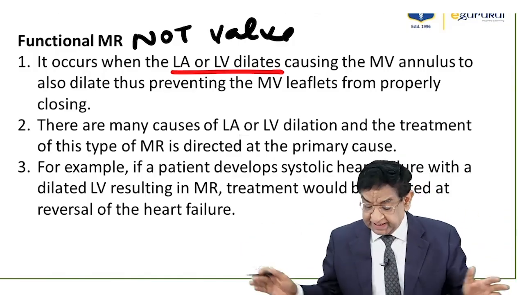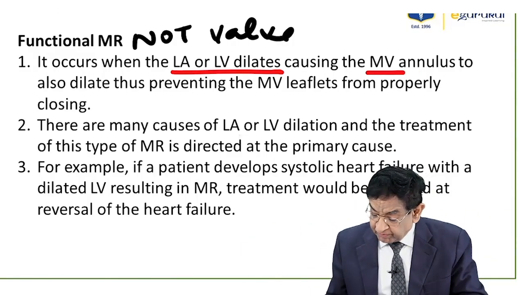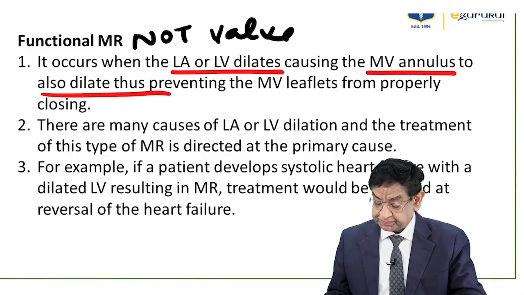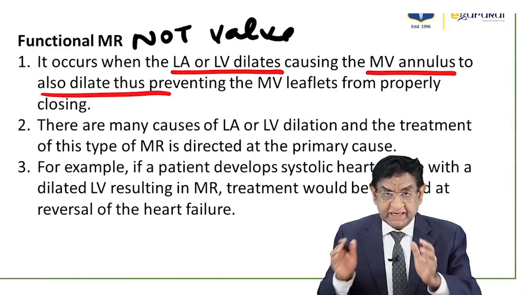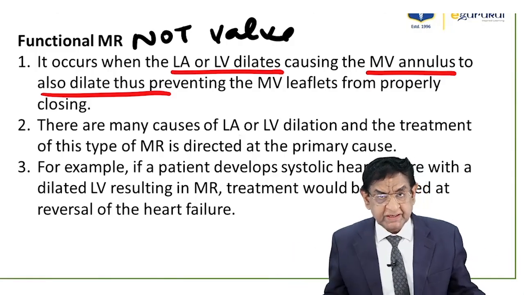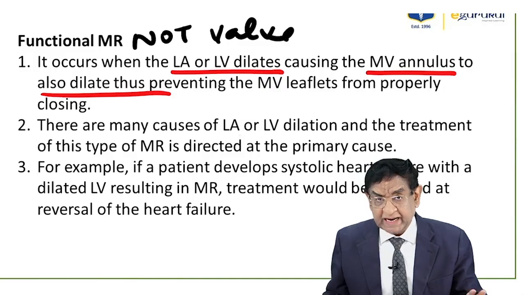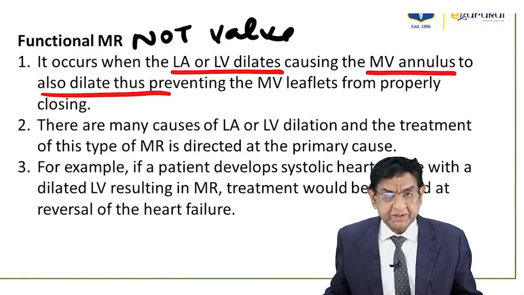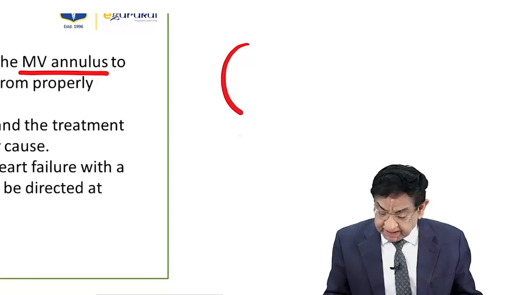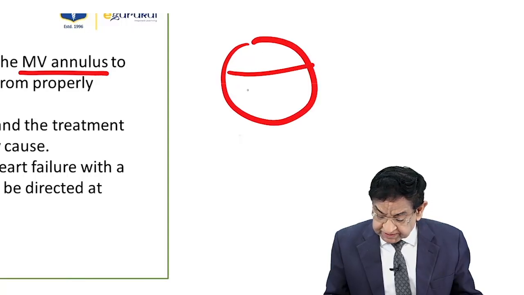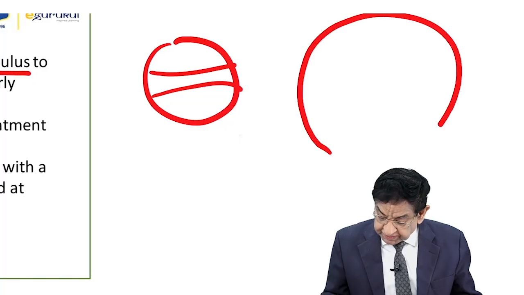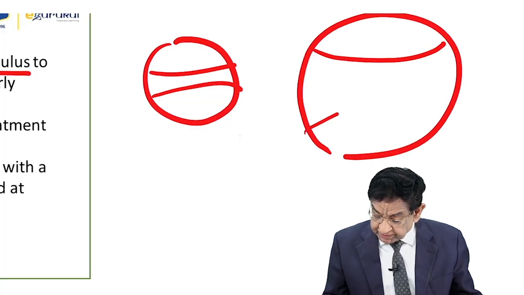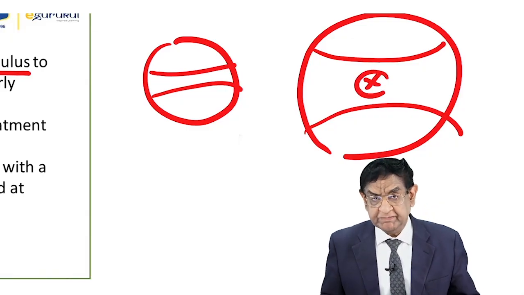When they dilate, this causes the mitral valve annulus to dilate also. So definitely they cause stretching of the annulus. Remember, it's a normal annulus. It gets stretched up. So let's say this is the normal annulus, this is the valve, this is the valve. Now the annulus gets dilated, gets stretched up. The valve remains like this only. So now a gap is there, and that is going to create the mitral regurgitation.